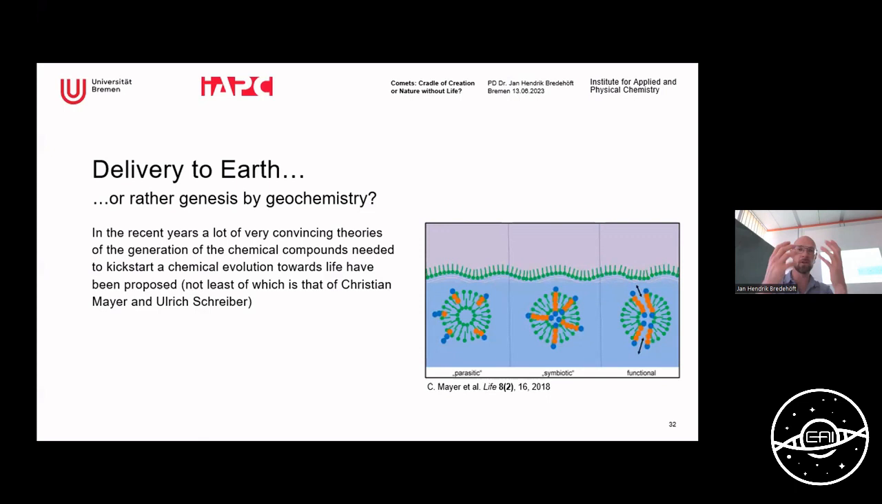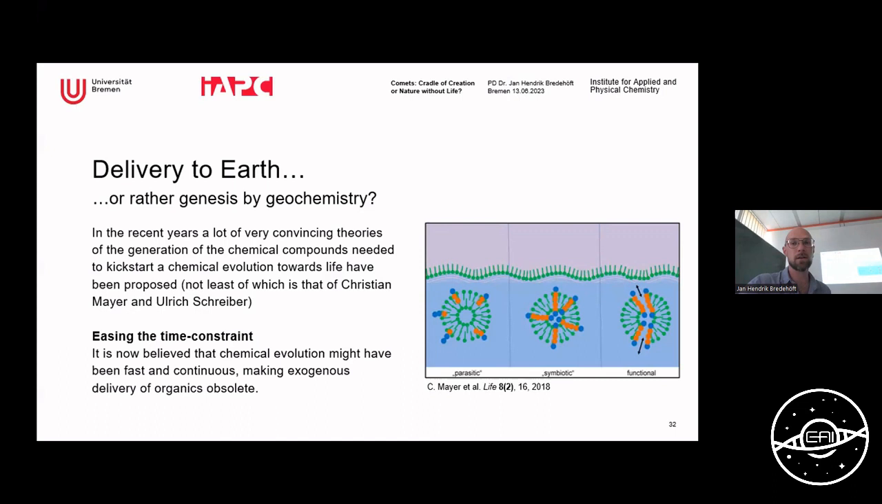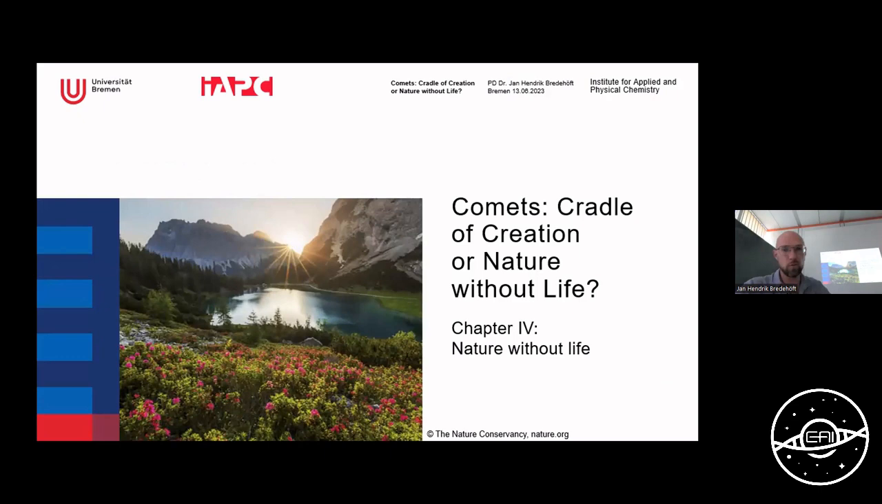But more modern theories on the origin of life and the chemical evolution preceding it have shown that this might be an ongoing, fast and continuous process, and the exogenous delivery of organics is no longer needed to come up with a plausible theory for the origins of life. So this brings me to my conclusion, chapter 4, Nature Without Life. What do I mean by that?